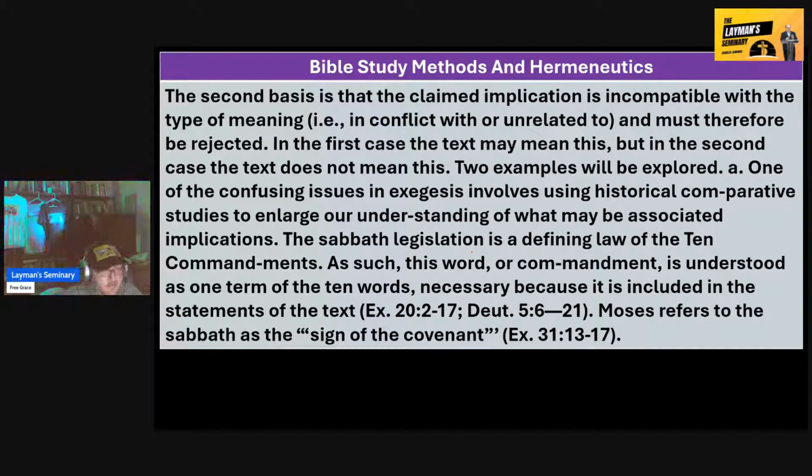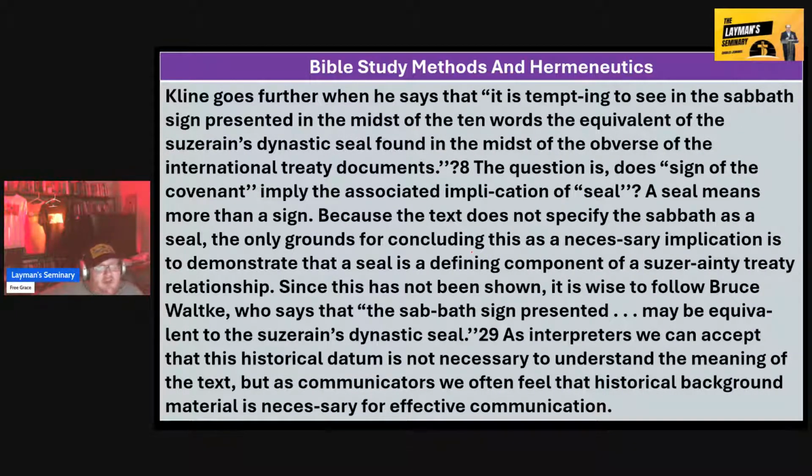Moses refers to the Sabbath as the sign of the covenant. Klein goes further when he says that it is tempting to see in the Sabbath sign presented in the midst of the 10 words the equivalent of the suzerain's dynastic seal found in the midst of the verse of the international treaty documents. The question is, does sign of the covenant imply the associated implication of seal?